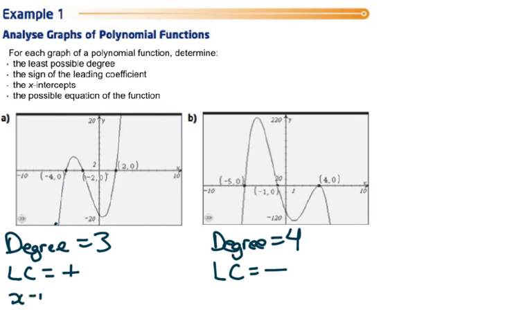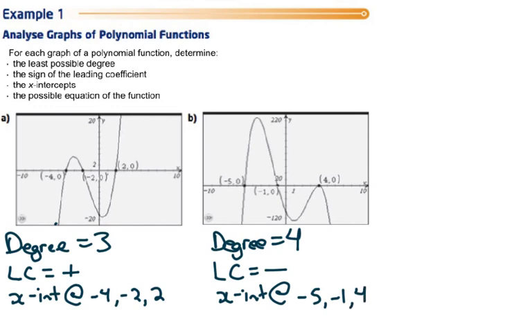X-intercepts, these are identified quite easily. In A, we have an x-intercept at -4, at -2, and at 2. In B, we have x-intercepts at -5, -1, and 4.